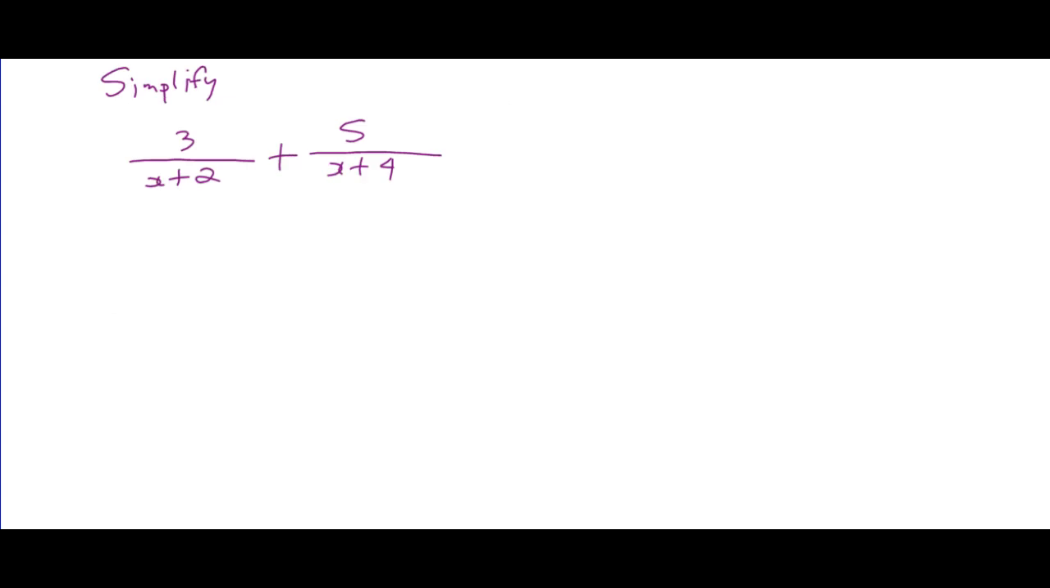Okay, so this one, 2 different binomial denominators. Nothing to factor, it's in factored form. So what are my restrictions? -2 and -4.